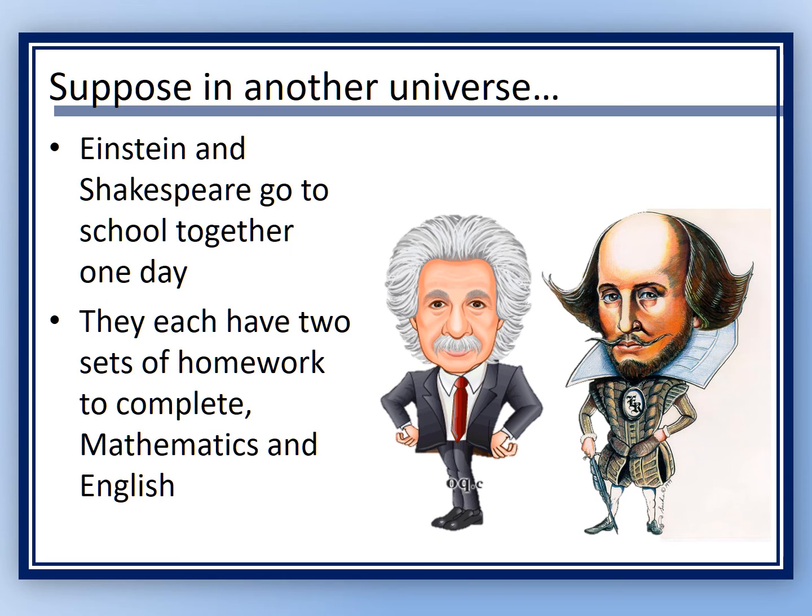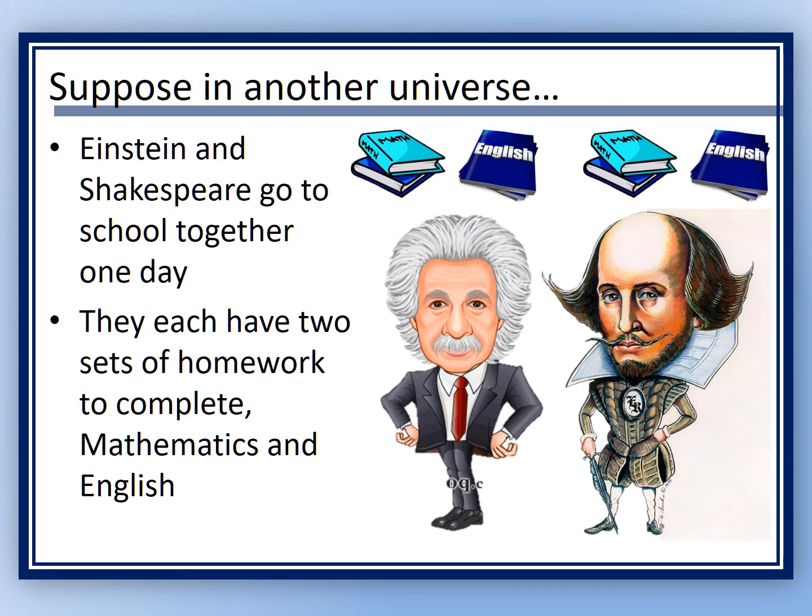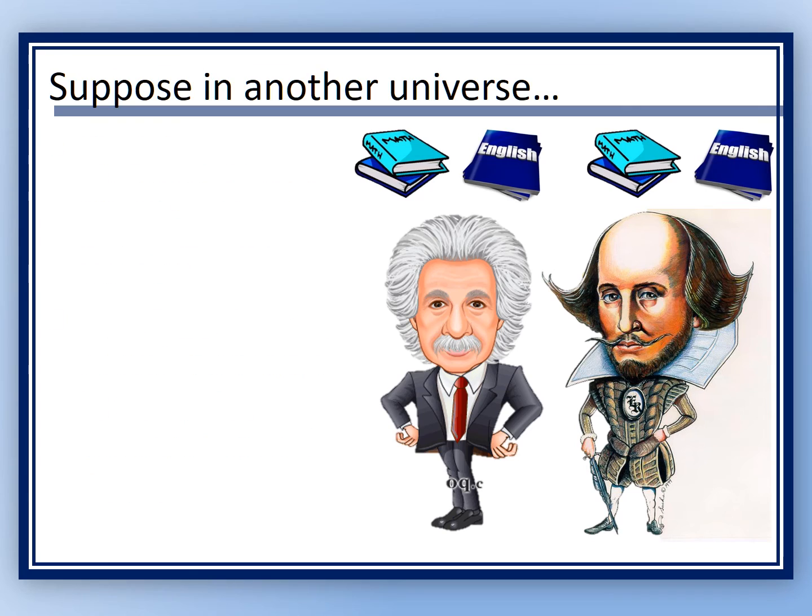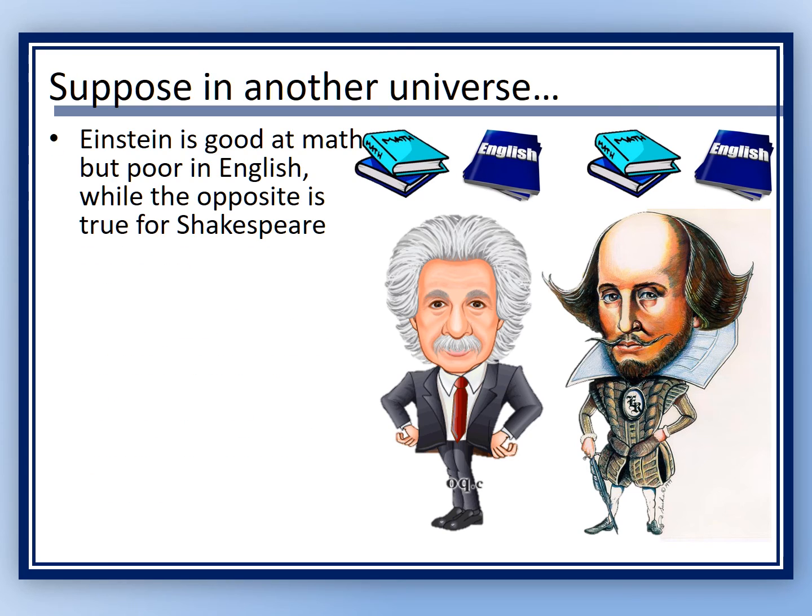They each have two sets of homework to complete, mathematics and English. Now, how should they approach their homework? Einstein is good at math, but poor in English. This is fantasy, so we have to just assume that's the case. While the opposite is true for Shakespeare. So Einstein is better at math, and Shakespeare is better at English, at least Shakespeare in English.